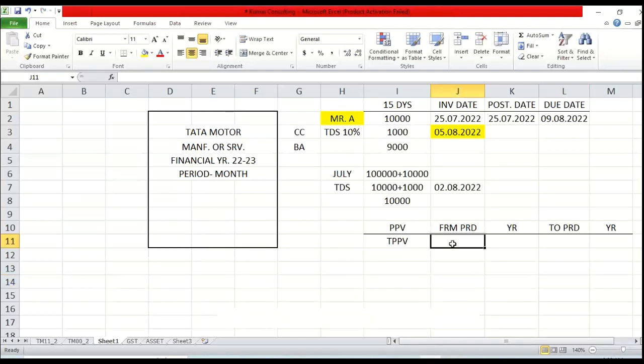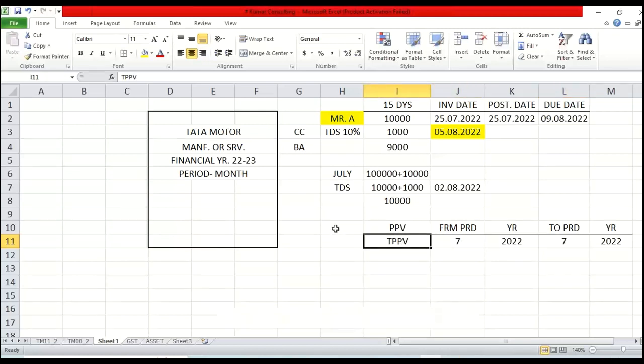So let's suppose if we are in July period. So what is happening? Only July period will be, July month is going to be given here. Okay, so what will happen? July period is given. So now what is happening?